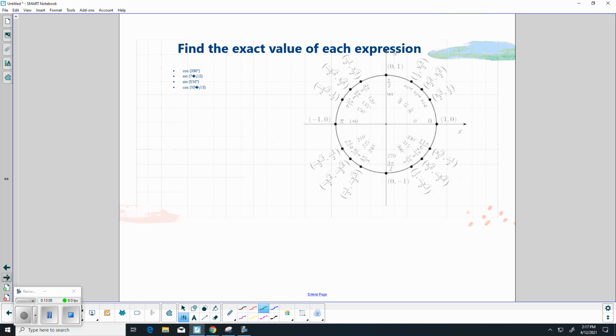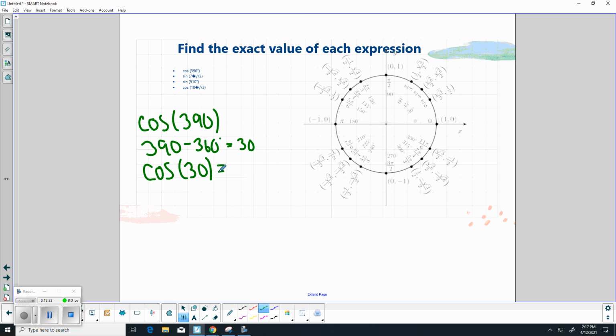So I'm going to practice a little bit. So we got cosine 390. I'm going to write it bigger. Cosine 390. Okay. So first we would do 390 minus 360, and that's equal to 30. Okay. So then we would take our cosine 30. And then that would equal, where is 30? Our cosine is always our x, equals square root of 3 over 2.